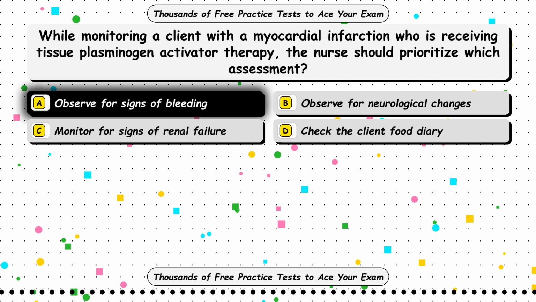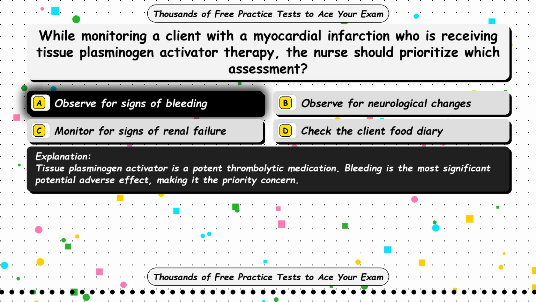The correct answer is option A, observe for signs of bleeding. Tissue plasminogen activator is a potent thrombolytic medication. Bleeding is the most significant potential adverse effect, making it the priority concern.